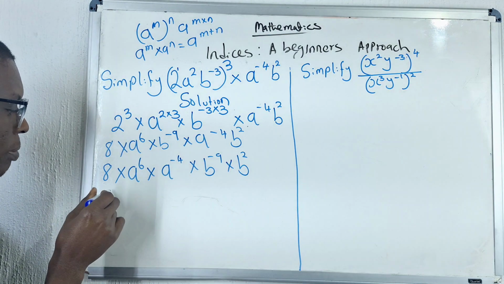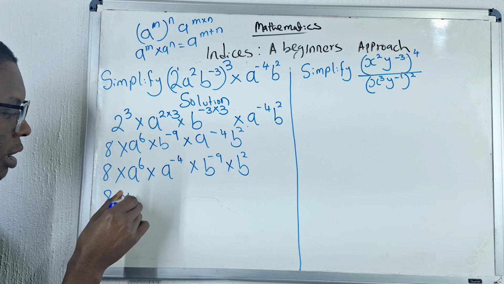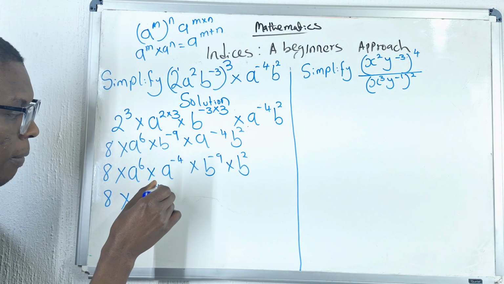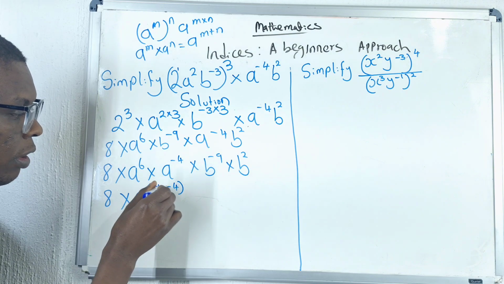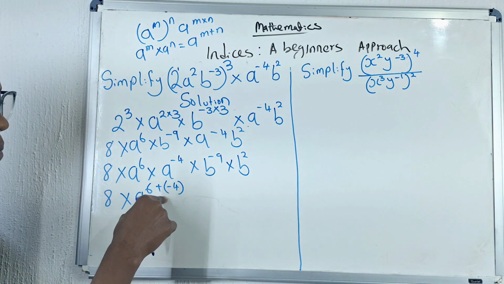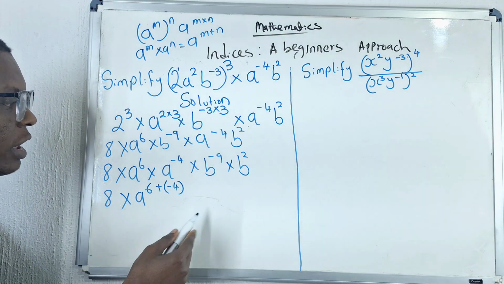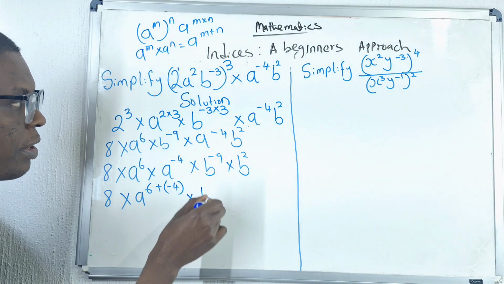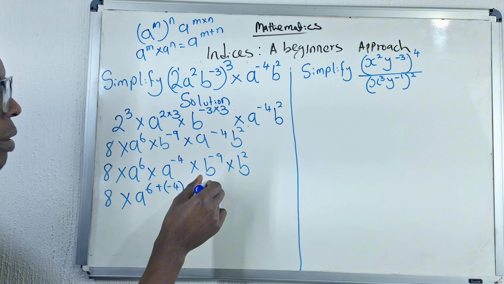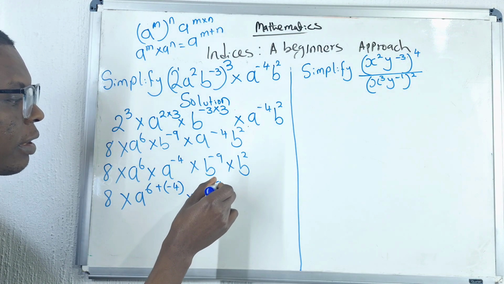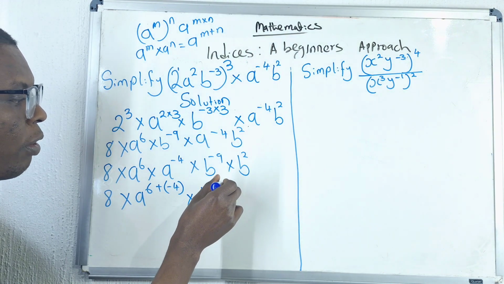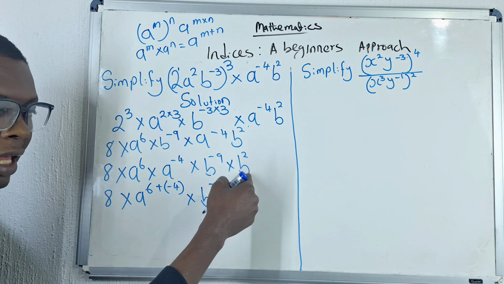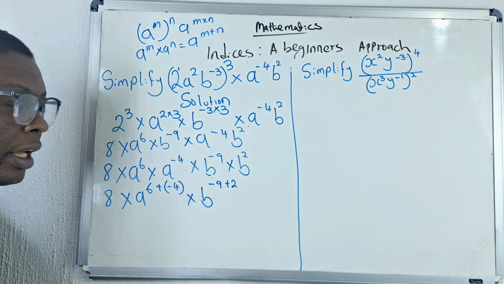And when we do it here, this becomes 8 times a raised to power 6 plus minus 4. Remember, when you want to write two signs together, always put a bracket to differentiate it. Now, times b raised to power minus 9 plus 2. We have taken the b because they are having the same base. Therefore, we add the powers.